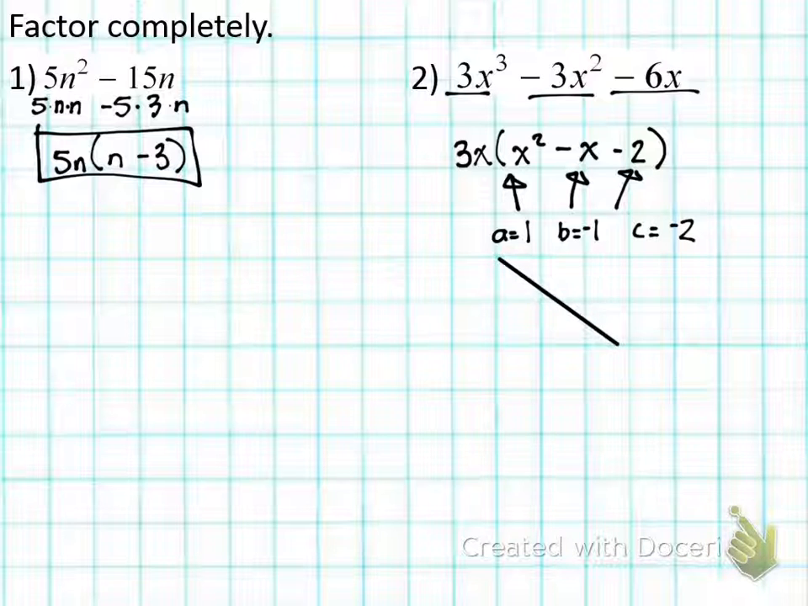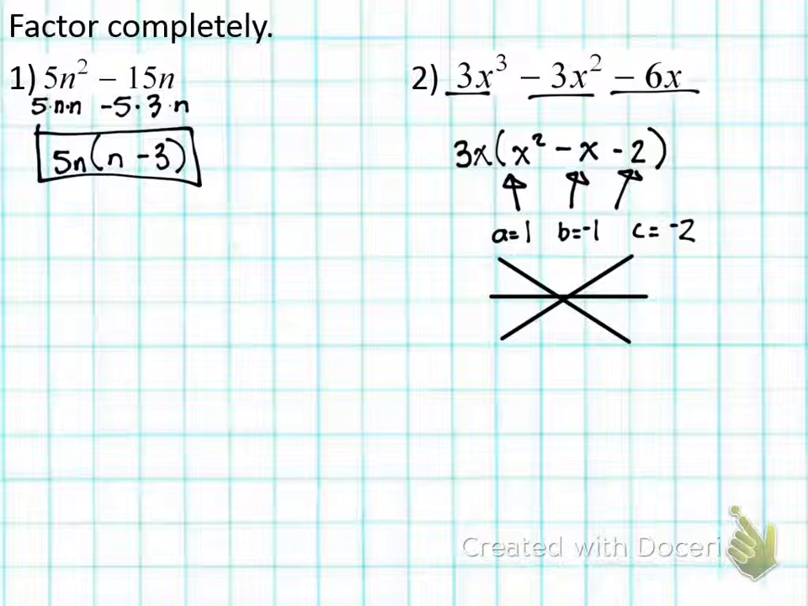And we need to create an Xbox. So drawing an X with a line through the center, we're going to put a here and here. So I'm going to put 1 here, 1 here.